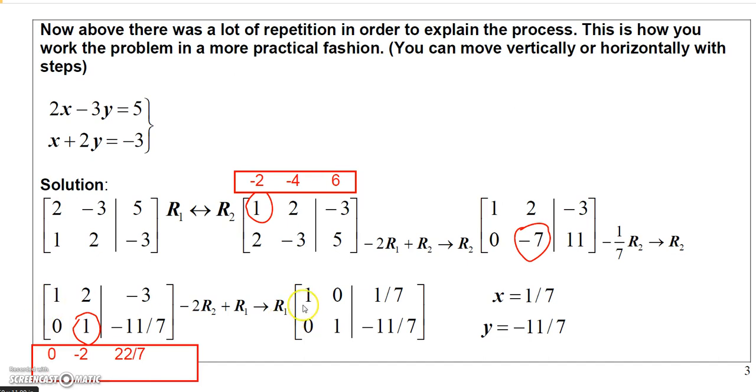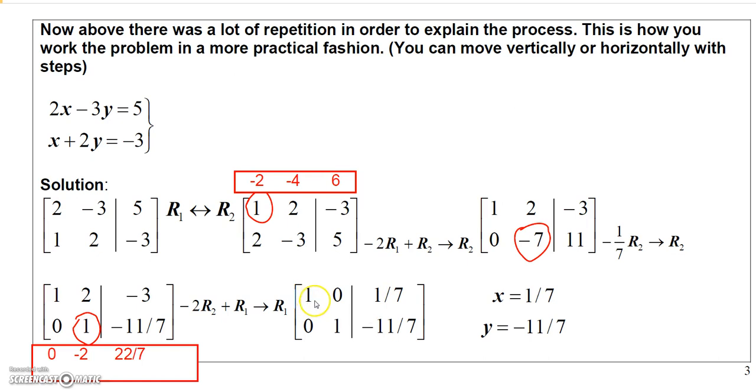0 plus 1 gives me the 1 right here. Negative 2 plus 2 gives me 0 here. And then I have to add 22/7 to negative 3. And you can write negative 3 as negative 21 over 7. So 22/7 plus negative 21 over 7 gives me positive 1/7.